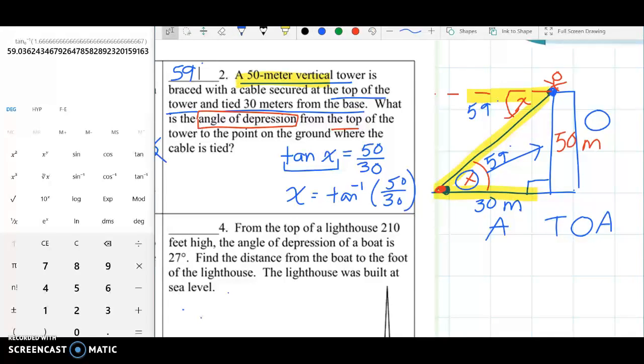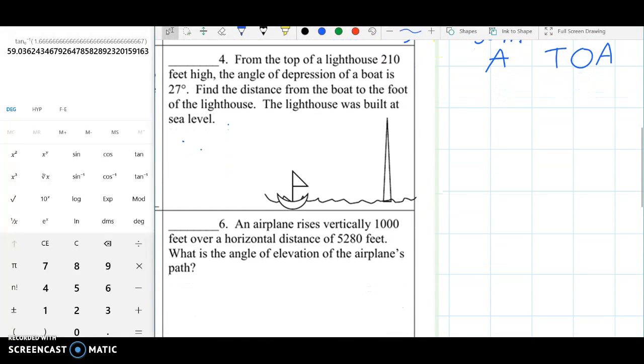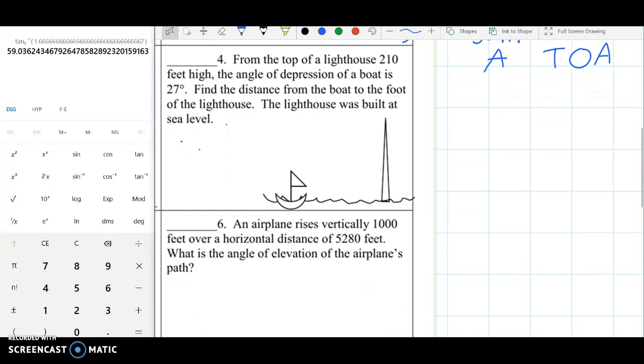Take a look at one more problem. Okay, all right, so for number 4, it says from the top of a lighthouse, 210 feet high. Okay, so we have a lighthouse here. Let's put in the measurement 210 for how tall it is in feet. The angle of depression of a boat is 27 degrees. So from the top of the lighthouse, up here, your angle of depression is 27.